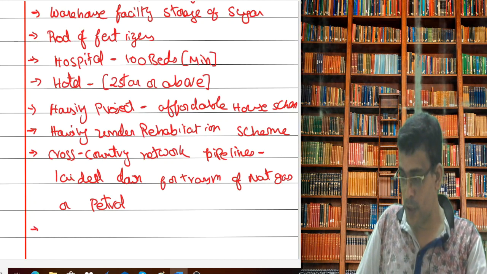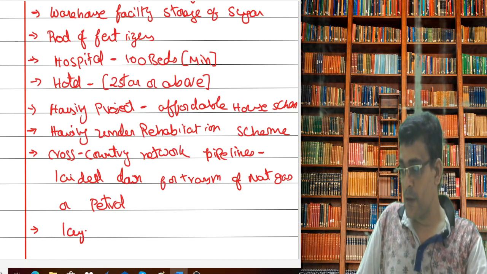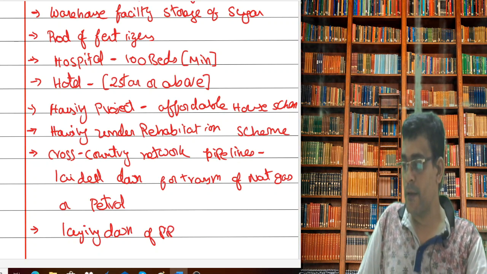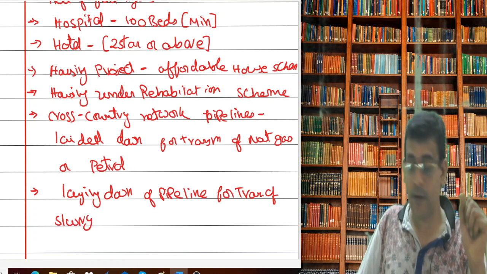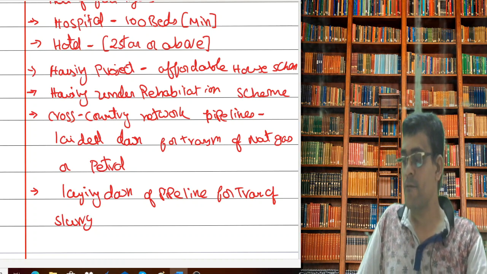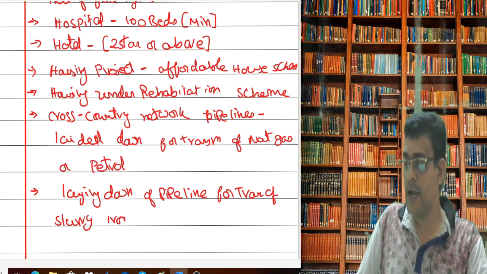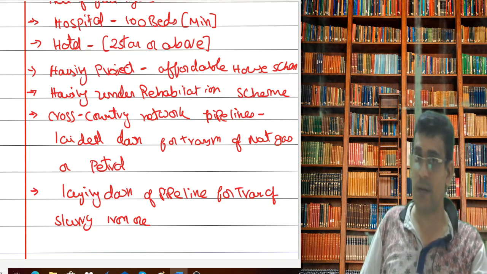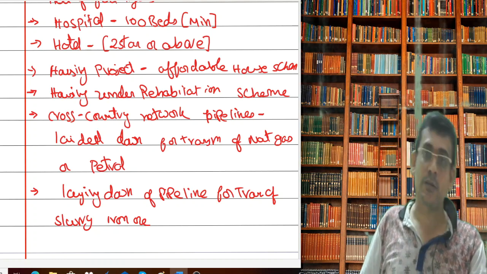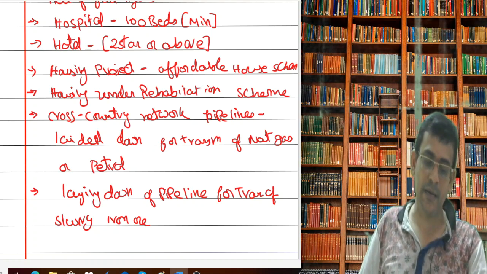And there is one more thing we need to consider here. The next one is also laying down of pipeline. Now this pipeline is for transmission of something called slurry iron ore. Slurry is nothing but a type of iron ore. So you are laying down a pipeline for transmission of slurry iron ore. As you are engaged in laying of pipelines and transmission of iron ore, which is slurry iron ore, you are also said to be doing a specified business.